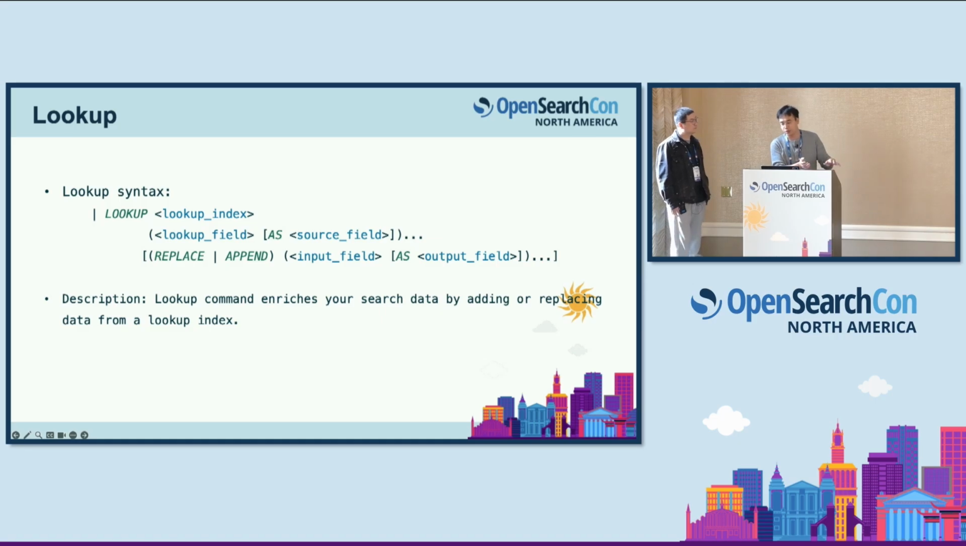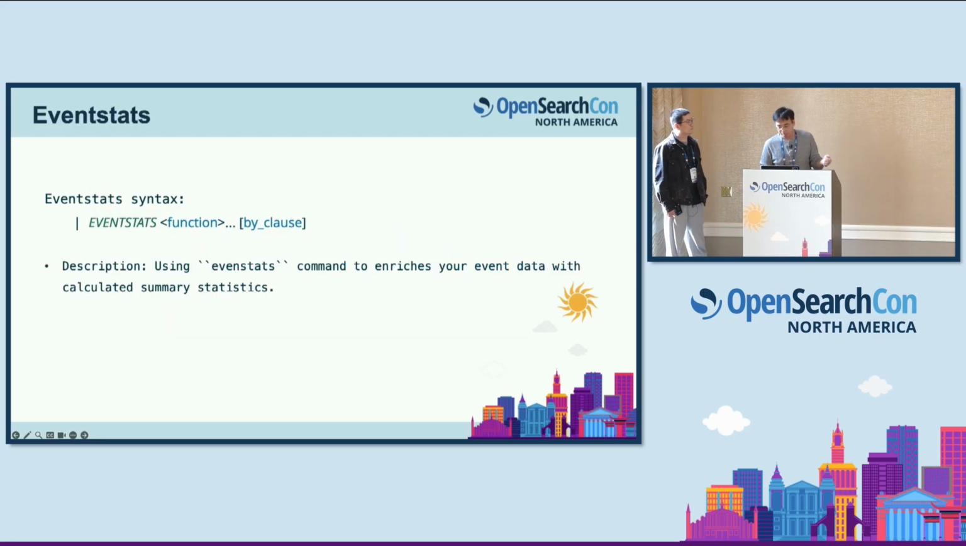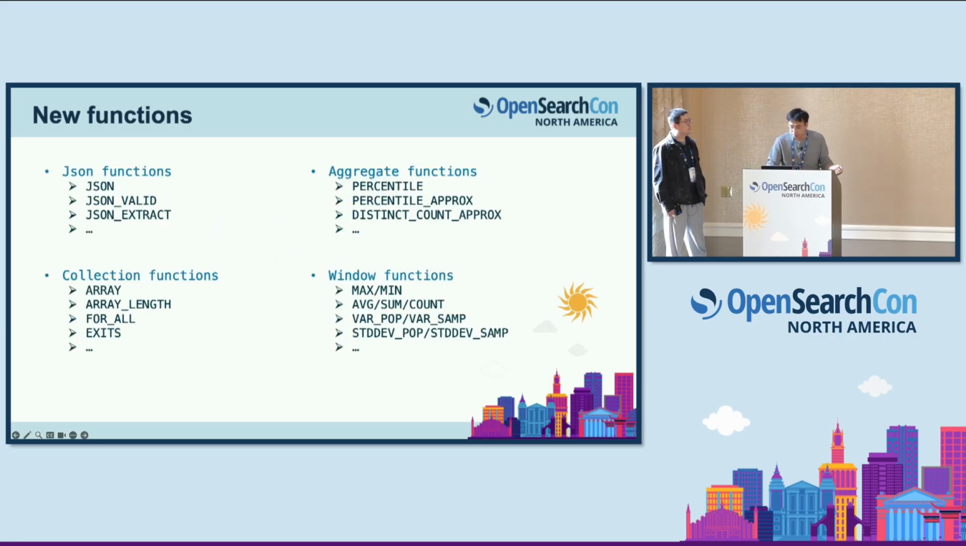We also support the lookup command. It can enrich your search data by adding or replacing the data from a lookup index. And the eventstats command to enrich your event data with calculated summary statistics. Besides those new commands, we also added many new functions like the JSON-related functions, collection-related functions, and more aggregation functions, and the window functions for the newly added command, eventstats.